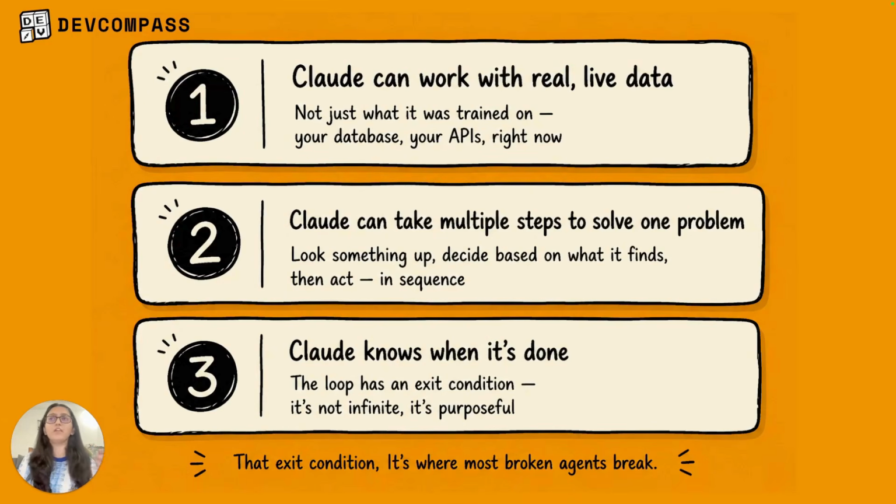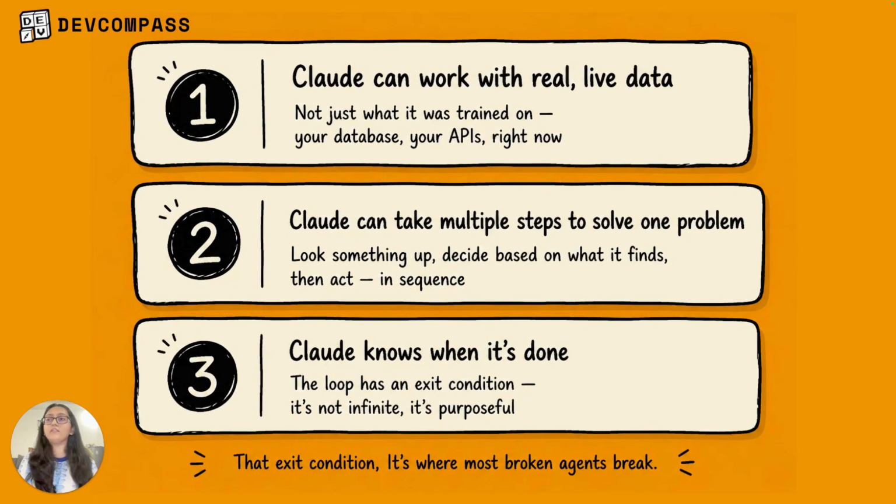The first part, Claude can work with real live data, not just what it was trained on. It will go to your database, fetch from your API at the moment of the conversation. This is what will enable agents like a customer support agent to actually answer customer questions, a coding assistant that can actually read your code base, or maybe a research tool that can actually search the internet. Without tools, Claude is limited to its training data. With tools, Claude's knowledge is whatever your system knows.